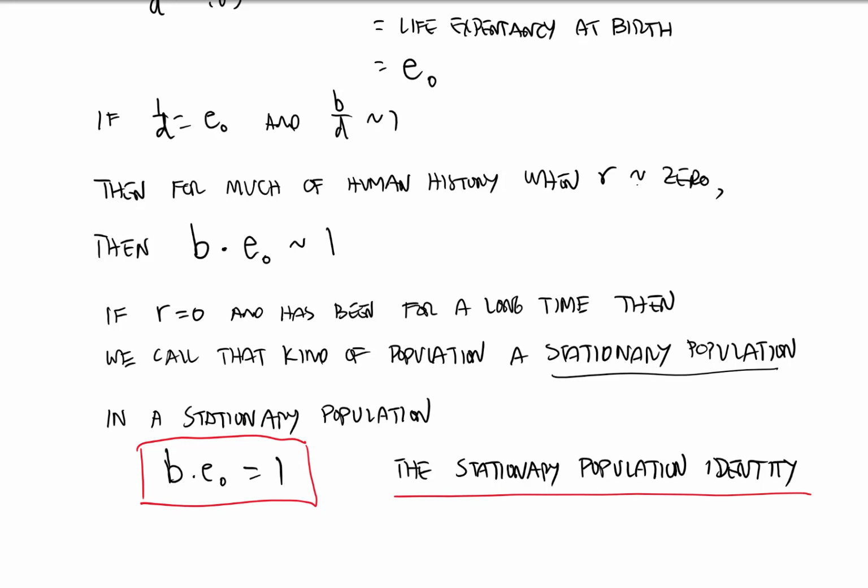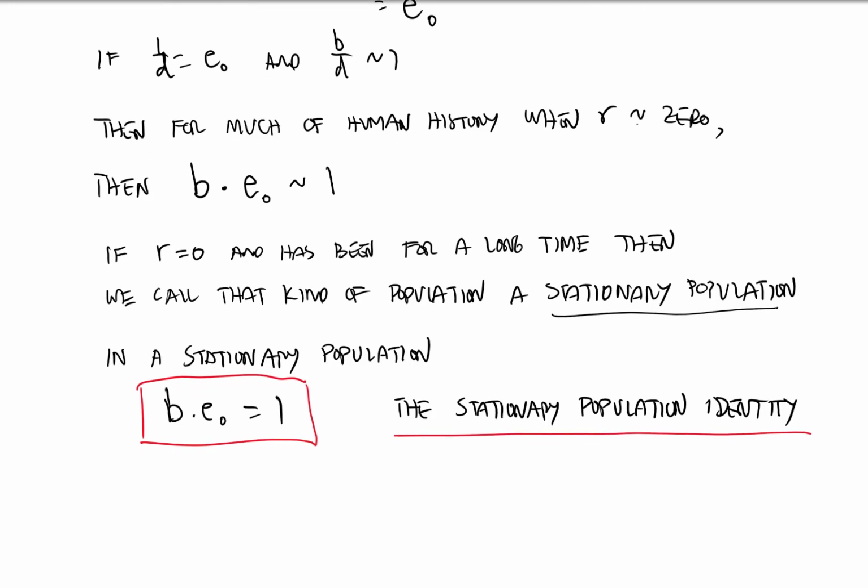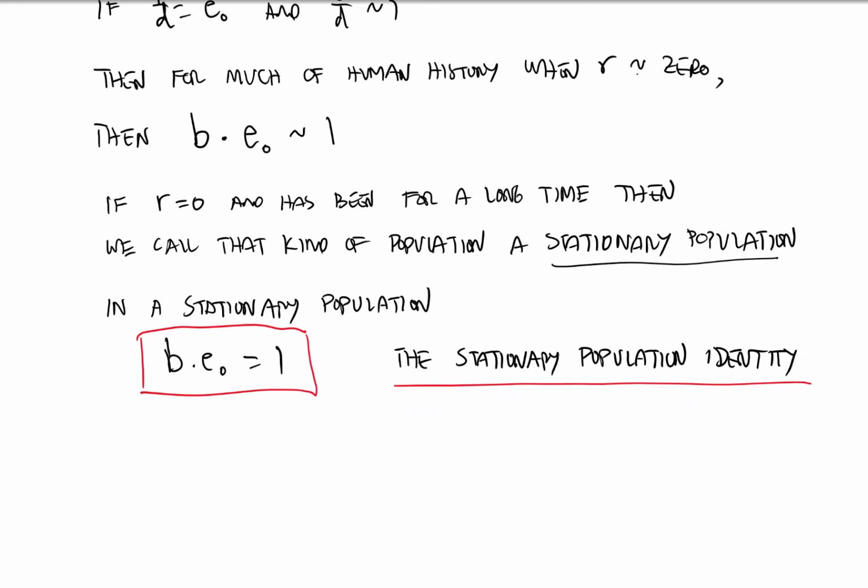Now it turns out that, as we said, that's only true if the growth rate R is exactly equal to 0. If R is not 0, it's close to 0, then B times E0 is close to 1. It's not equal to 1. It's only equal to 1 when the population is stationary.